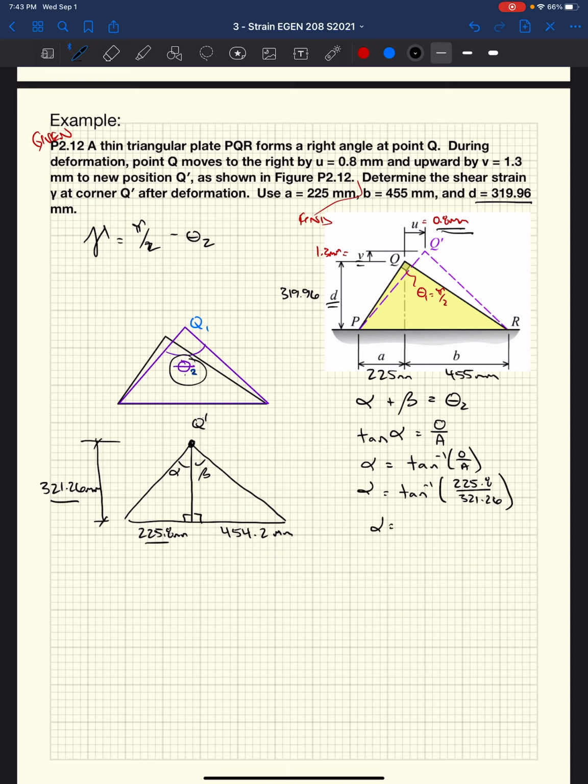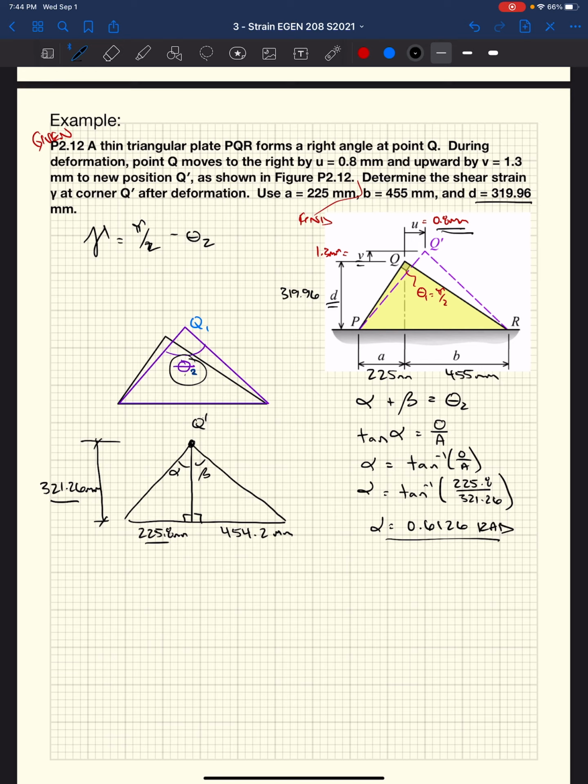We're going to get alpha in radians, 0.6126 radians. And you're only going to get alpha in radians if your calculator is set to radians. So make sure you go in your calculator and make sure it's set to radians. Otherwise, when you do trigonometric functions, sine, cosine, and tangent, it's assuming your input is in degrees. Well, we need to be in radians. So we get alpha as 0.6126 radians.